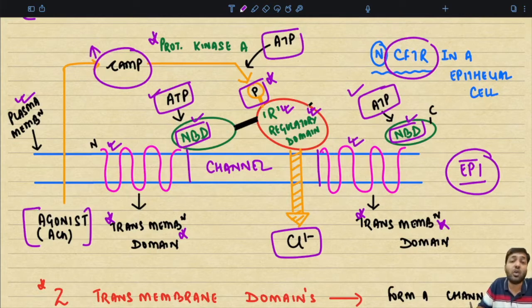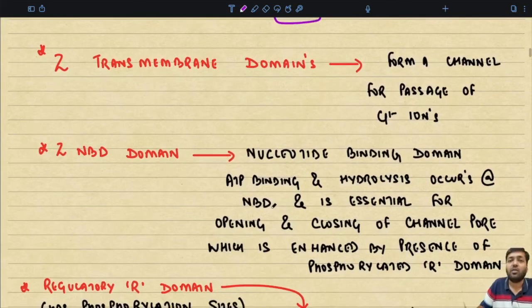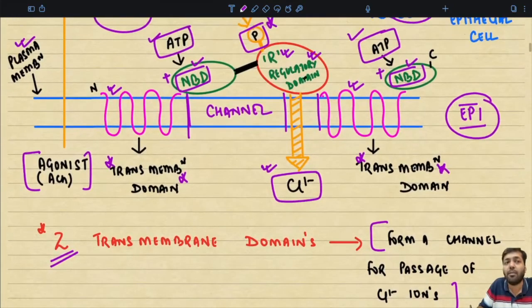Once there is phosphorylation of the regulatory domain, it stimulates ATP binding at the NBD site. There will be ATP binding and hydrolysis, and that activates the CFTR channel, which is formed by the two transmembrane domains. This is the normal functioning of the CFTR, and at the end there is secretion of chloride ions. So, each CFTR channel comprises two transmembrane domains, which form a channel for the passage of the chloride ions, as we can appreciate here.